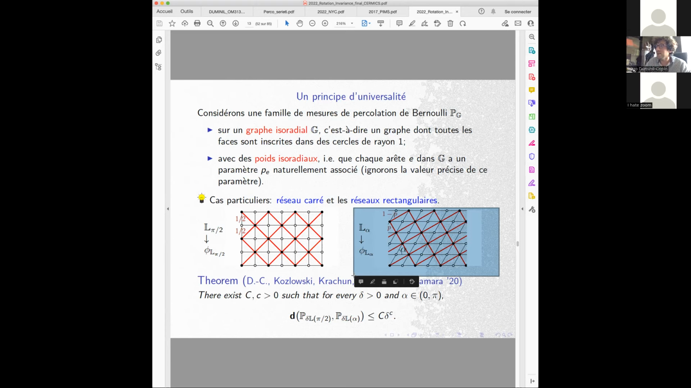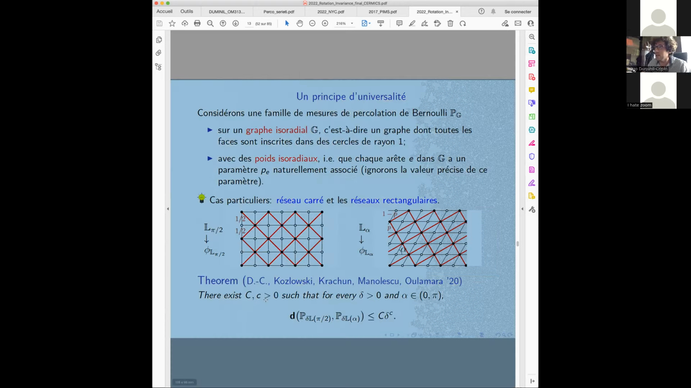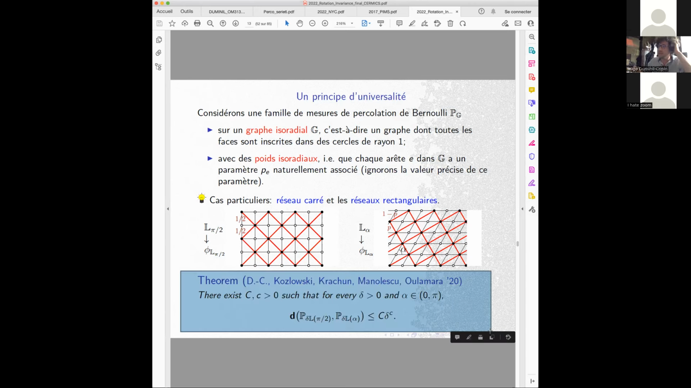Well, what we are going to try to prove, and this is the object of this theorem, is that in fact, the large-scale properties of these two graphs are the same. You have universality, if you want, that all these rotated versions of rectangular lattices, where you are allowed to vary alpha, which is the angle here, end up with the same large-scale properties. I need to tell you why you do that.